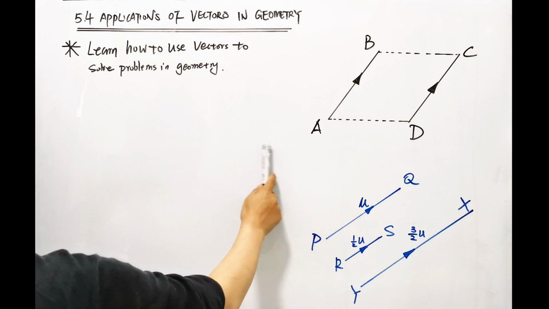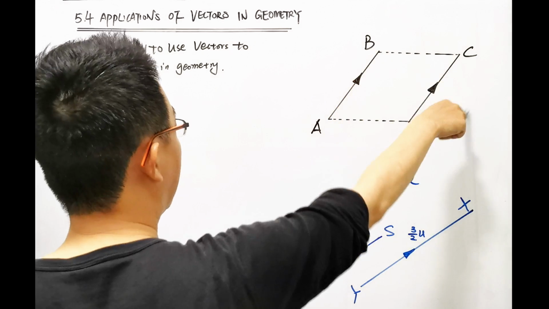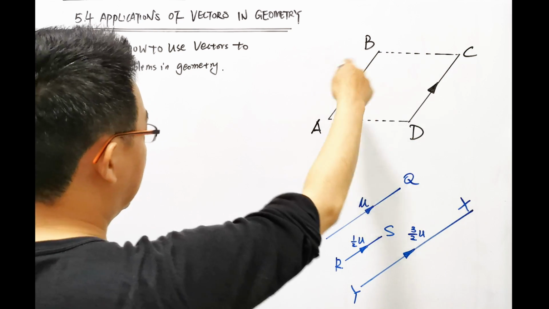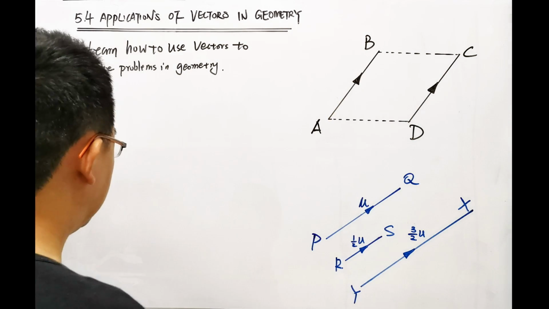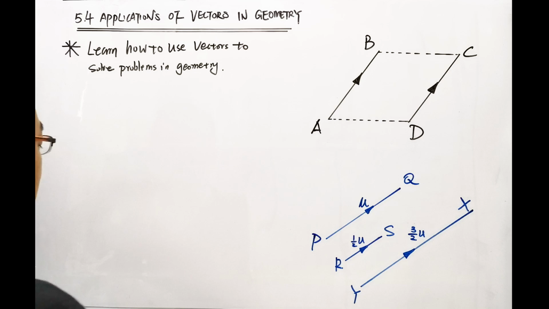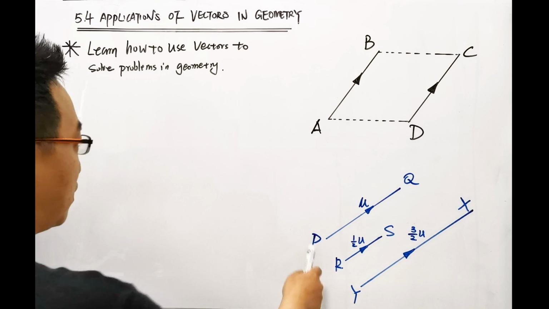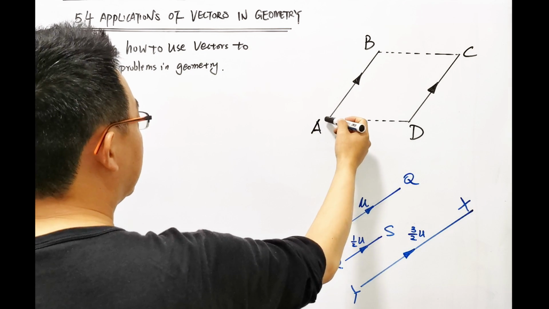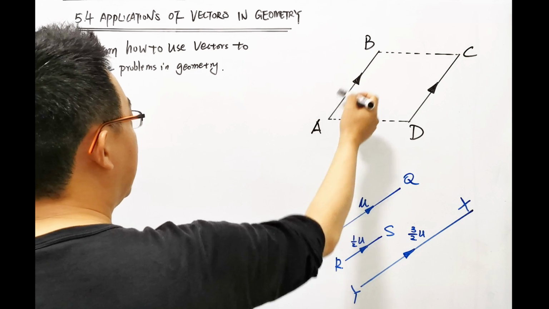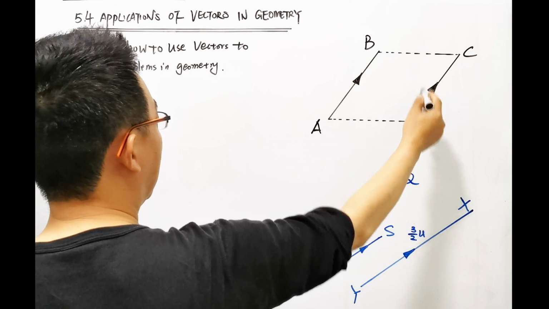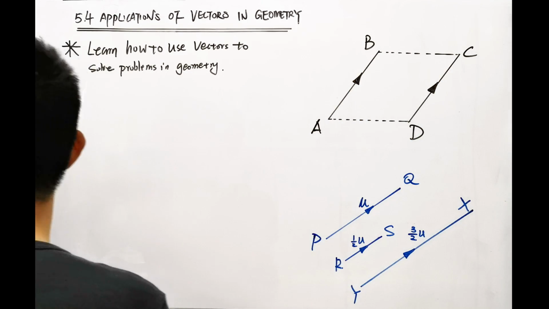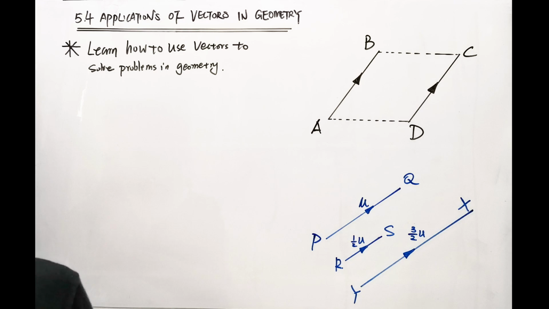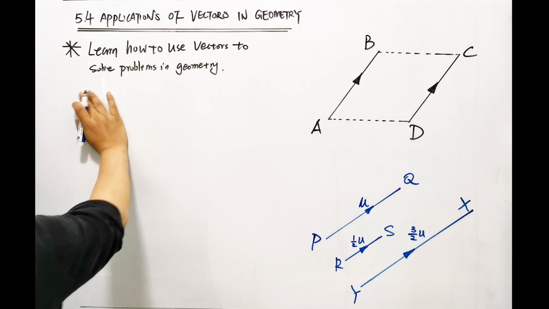Basically, we have a diagram. It's ABCD, a typical quadrilateral. We also have some directions: we can see that this is the vector AB and this is the vector DC. Okay, so let's look at the first one.